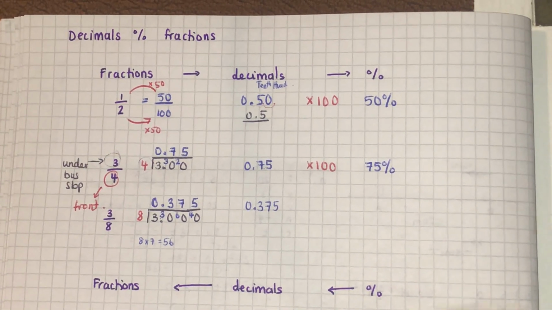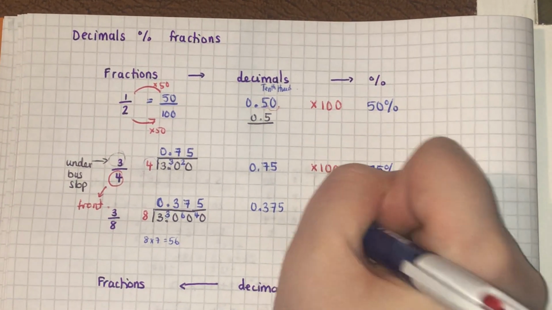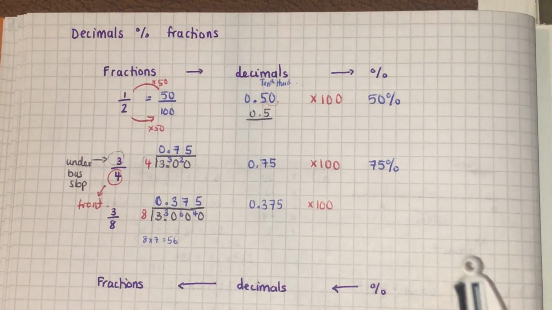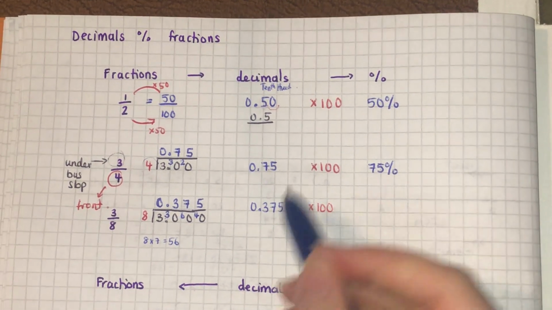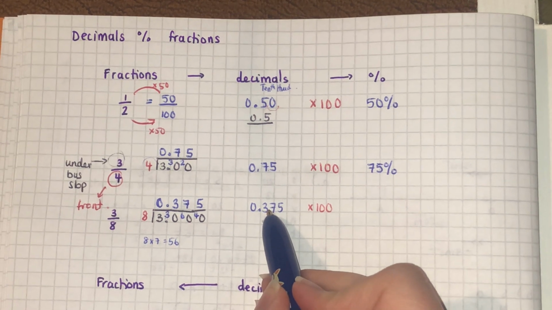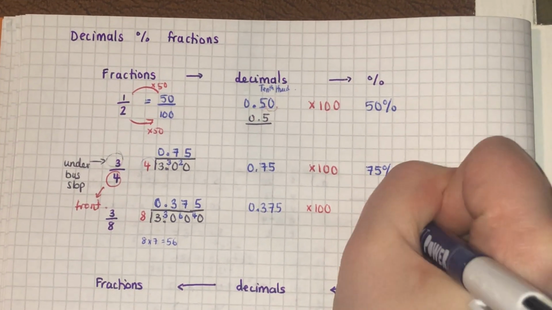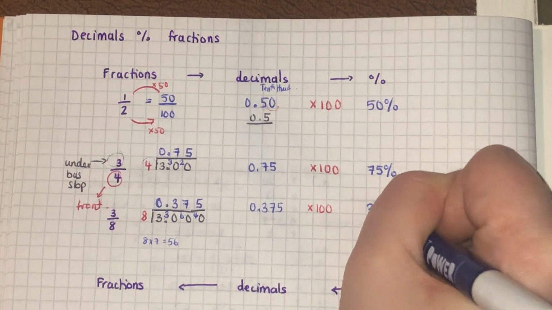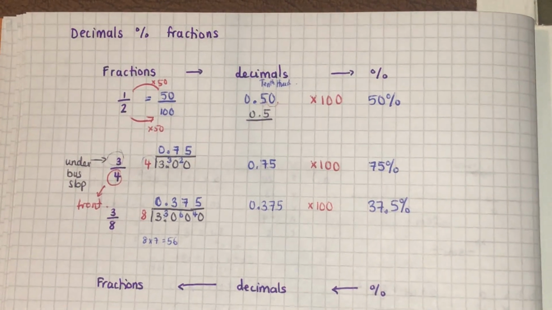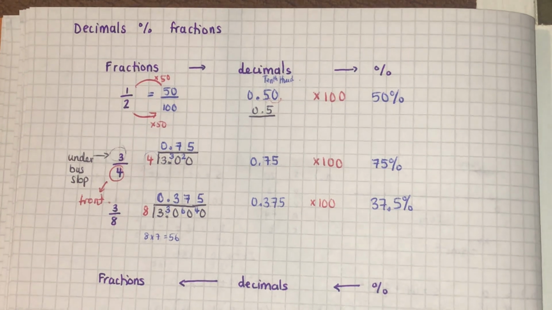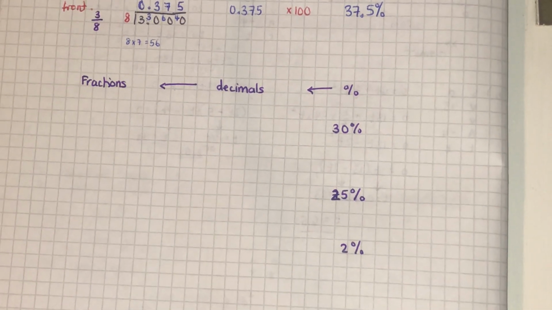So then to make it into a percentage, we multiply it by 100. So multiplied by 10 is 3.75, times by 10 again will be 37.5. And yes, you can have decimals as percentages. Okay, so that's the first way. We're now going to go the opposite way.